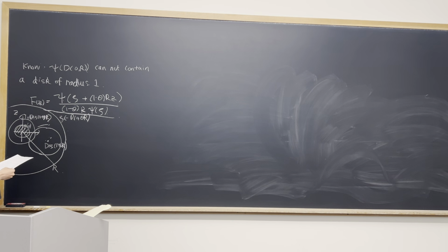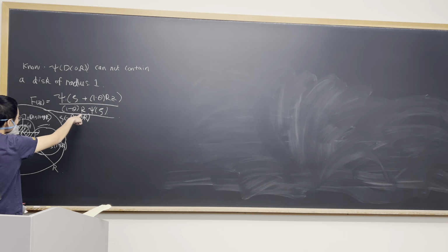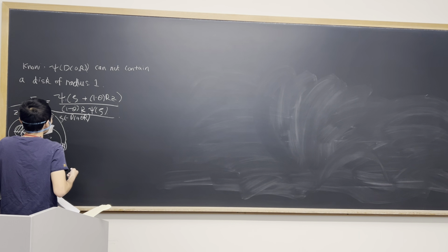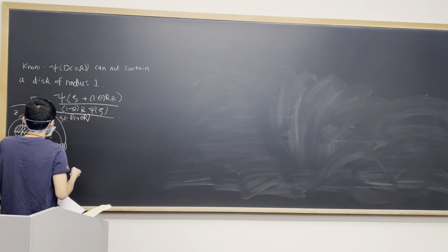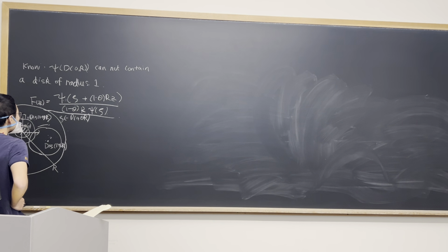Because you see that if you take any value z here, dilate it, and then add a zeta, this value is still inside the disk, namely it's still inside this domain of phi. So therefore, the image of phi cannot contain a disk of radius 1, right?